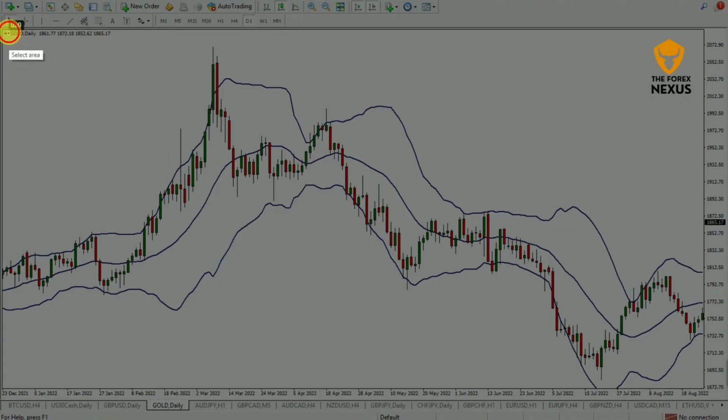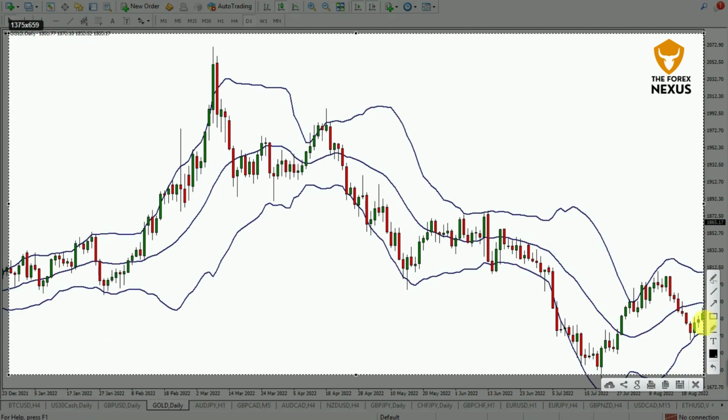This is Bollinger Band and this is the gold daily chart. This is the upper band, lower band, middle band. You guys know that before we analyze, you must know about the Bollinger Band function: the upper band works like resistance, the lower band works like support, and the middle band works like a mediator between buyers and sellers.